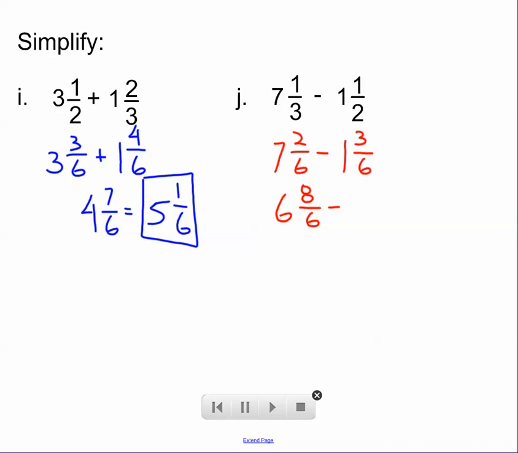Borrow from the 7 so that you can add 6/6 here. Just add the denominator to the numerator to get your new numerator. Over here, we'll just leave the 1 and 3/6 as 1 and 3/6. Now we can do 6 minus 1 is 5. And 8 minus 3 is also 5. So 5 and 5/6. Okay, so that's called borrowing. You got to change this 7 and 2/6 to 6 and 8/6. Still easier, I think, than changing to improper fractions, where you're going to have these big numerators.